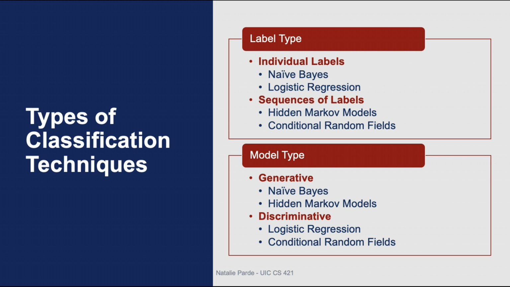When you're categorizing different types of classification techniques, there are several important distinctions that can be made between approaches. For example, there's the type of label they're designed to provide. So naive Bayes and logistic regression were built to provide a single label for a cohesive text instance, whereas HMMs and CRFs were built to provide sequences of labels. There's also the way that the model works behind the scenes. Naive Bayes and HMMs are generative models, whereas logistic regression and CRFs are discriminative models.